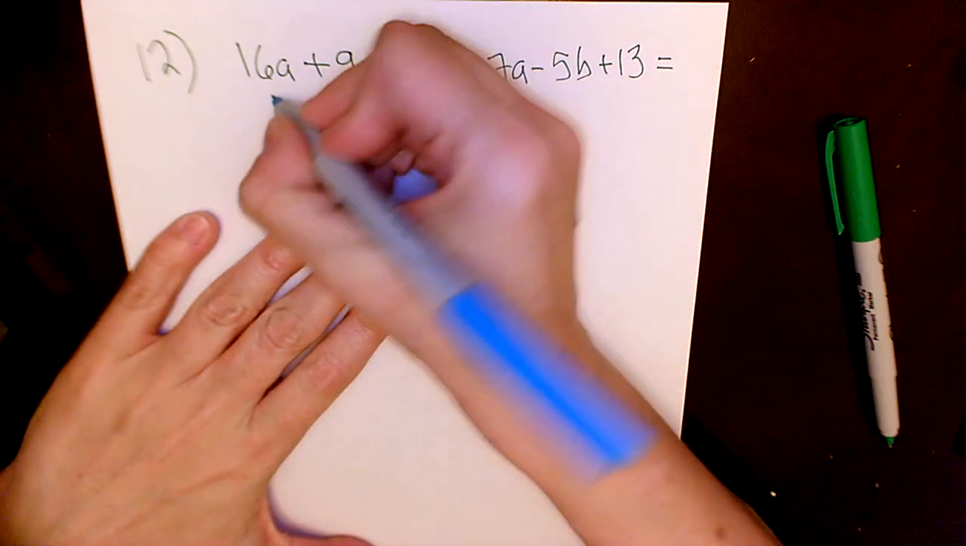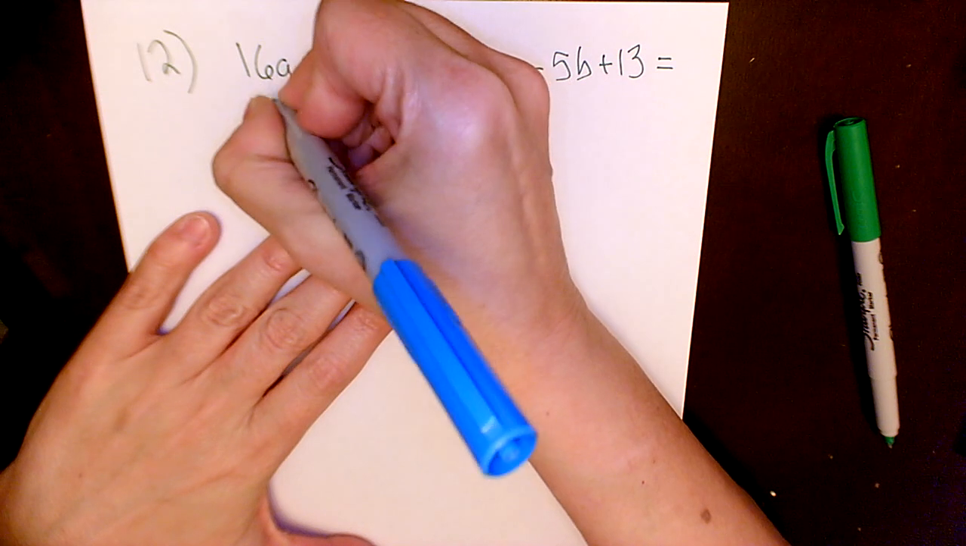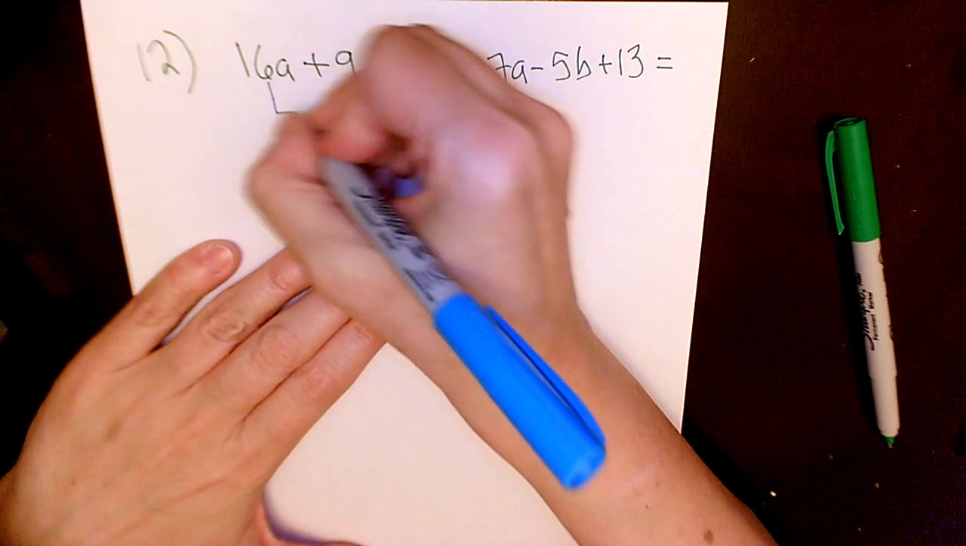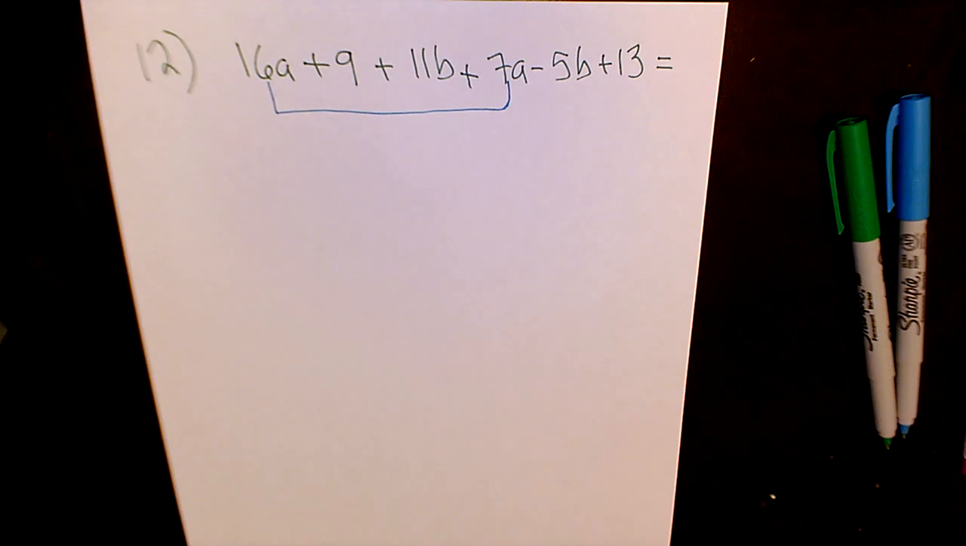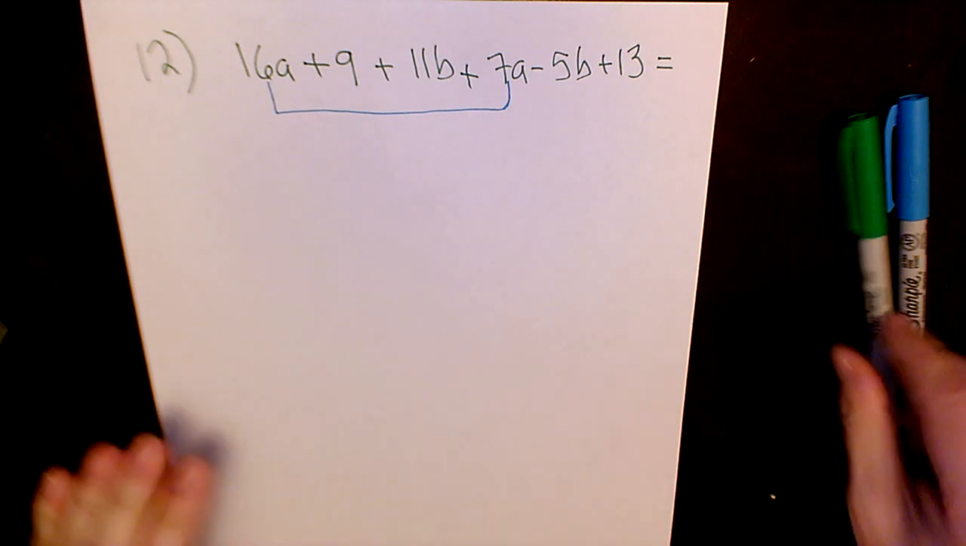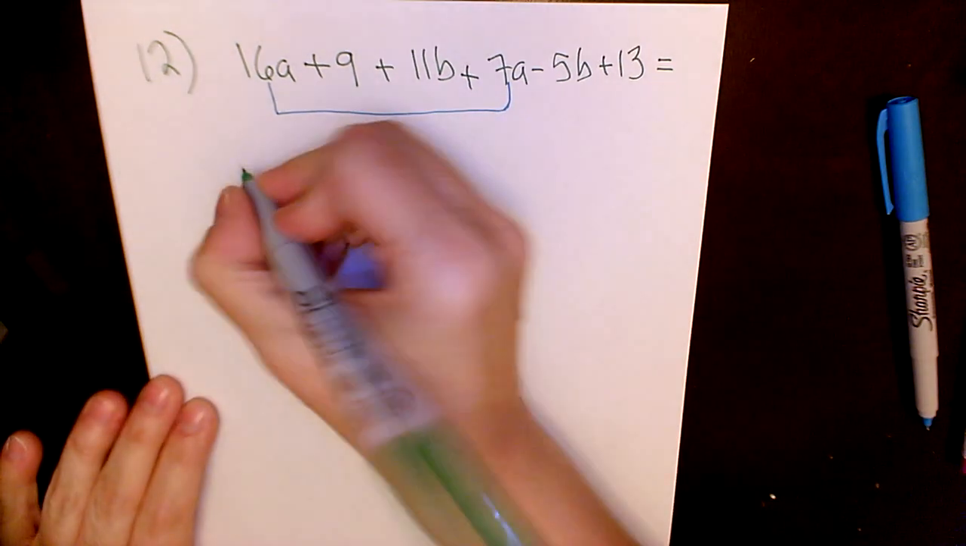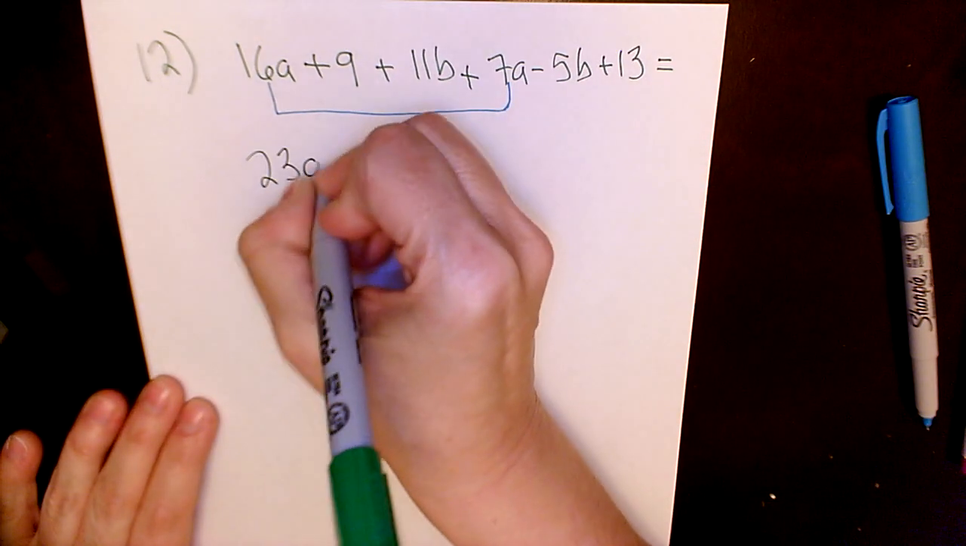So, let's see. 16A can go with 7A. So 16A matches up with 7A. They both have A's, so that's kind of like the same family. So 16A and 7A is how much? We just add 16 plus 7 and tack the A on. So 16 and 7, that's 23A.